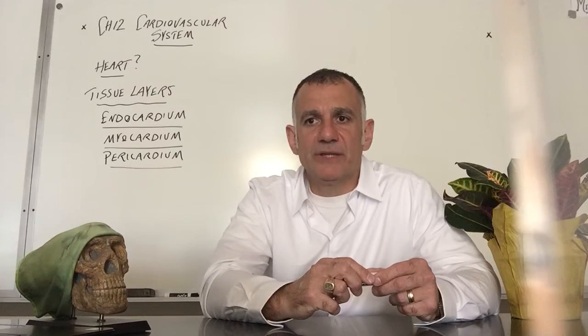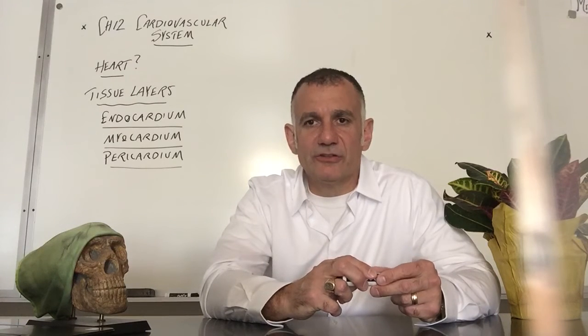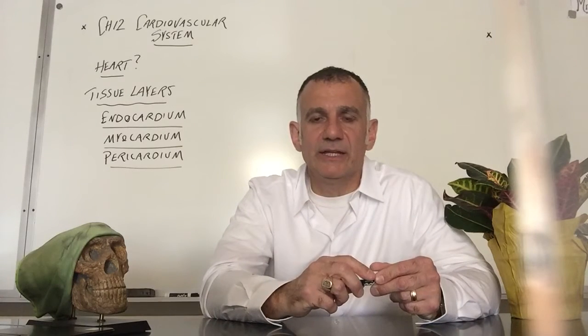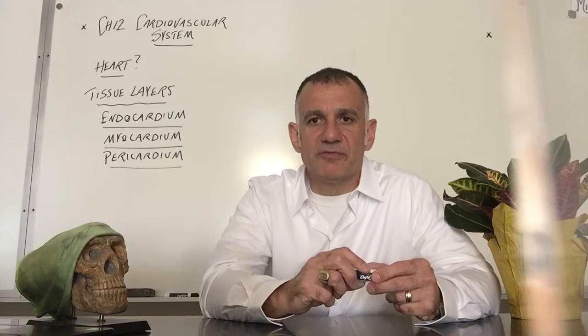And finally, the outside layer of the heart is a 2-layered membrane called the pericardium, which has some fluid in the middle of it. This is for insulation, protection of the heart itself. There's a little bit of fat on the outside of this as well, again, for more insulation.